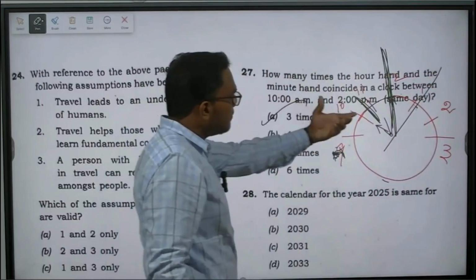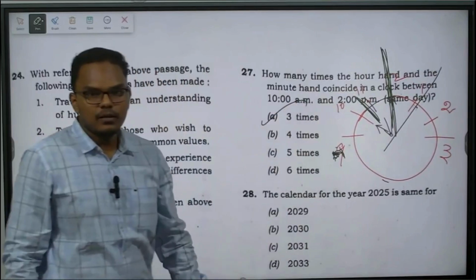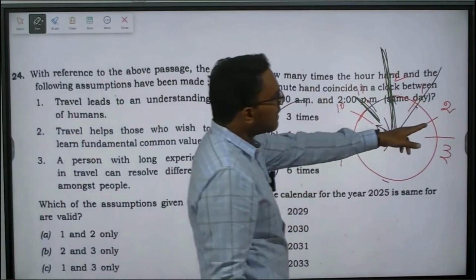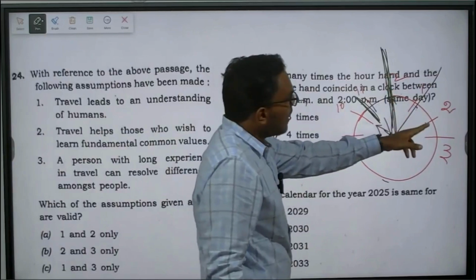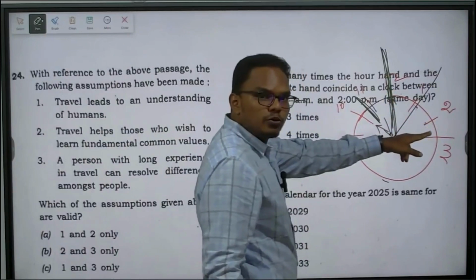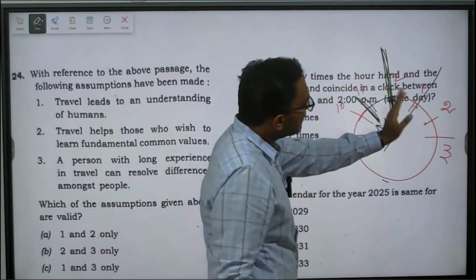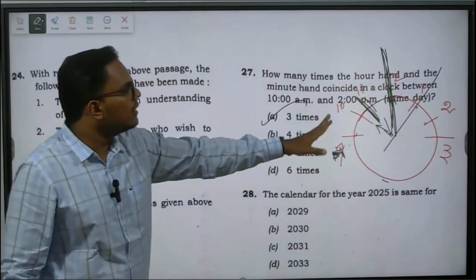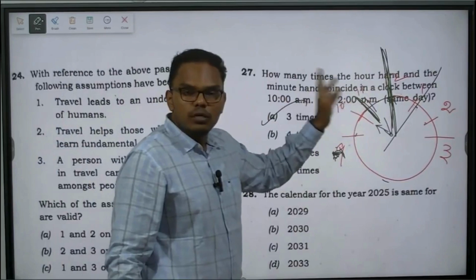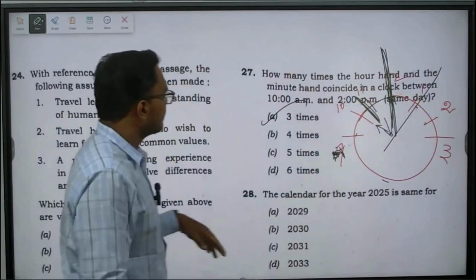And it's set between 10 a.m. and 2 p.m. For the next time, when your hour hand is at 2, your minute hand will be at 12. Again, after some 2:12 or 2:13, your hour hand will be like this and your minute hand will cross. So the minute hand will cross the hour hand after 2 o'clock only, and between 10 and 2, it will cross only 3 times.